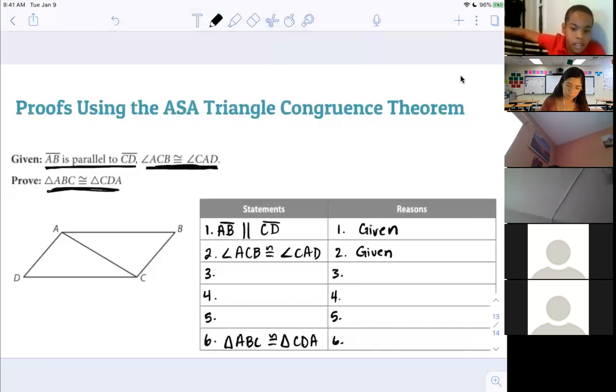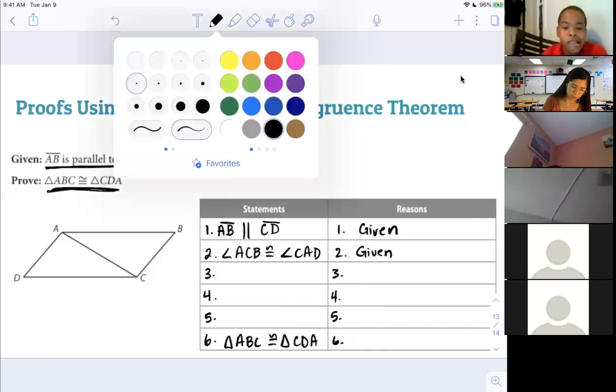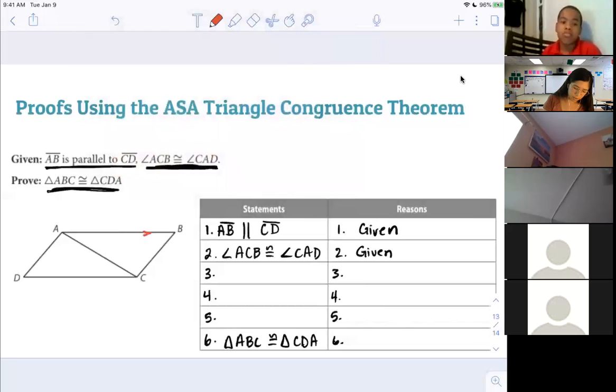I know that AB is parallel to CD, so I'm going to make markings. AB is parallel to CD. I also know that ACB, this angle here, is congruent to CAD, right here.